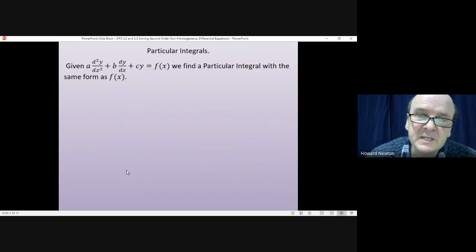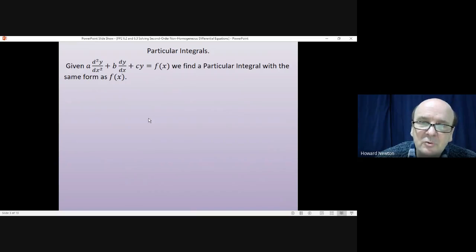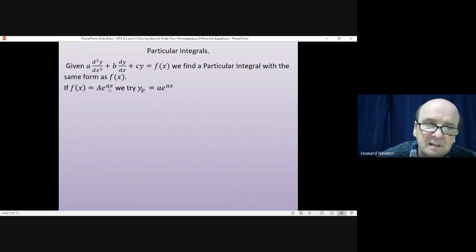Now, coming back to the particular integral, this function here, we need to find a particular integral which has the same general form as that. Now, what does that mean? It means, for instance, if this function was an exponential function, ae to the alpha x, the particular integral would be an exponential function of the same general form. That means the power will be the same. So if we've got alpha x here, the particular integral will also have exactly the same power. The only thing that changes is the constant on the front, and we won't know what that is, so you just choose any letter you like.